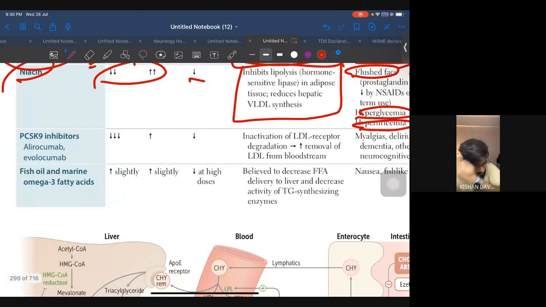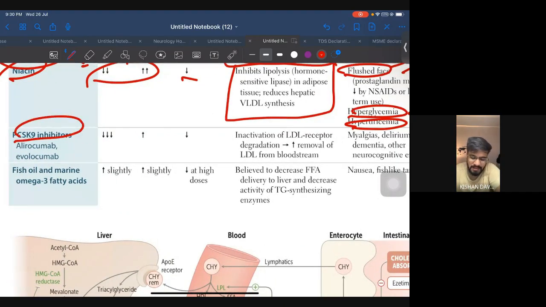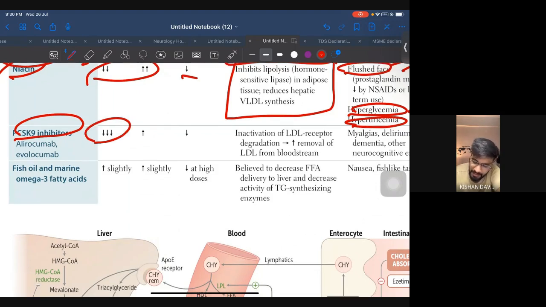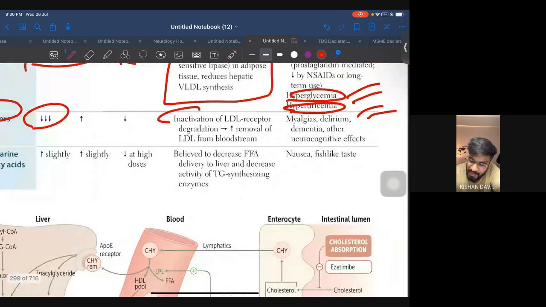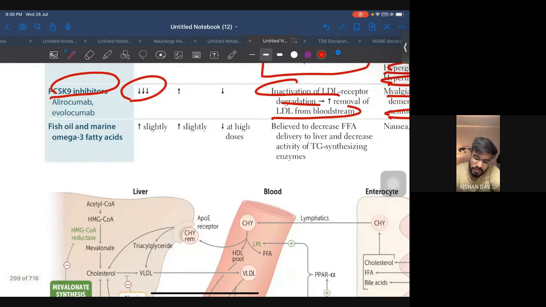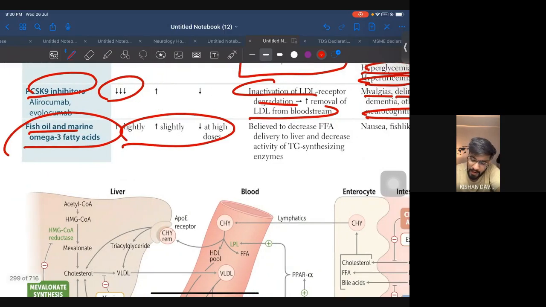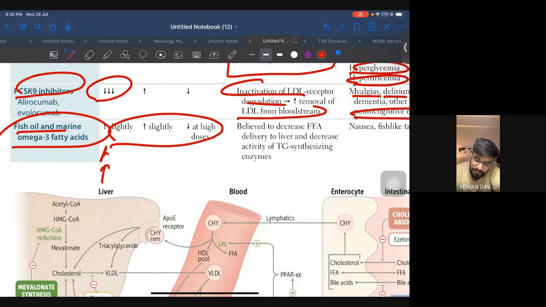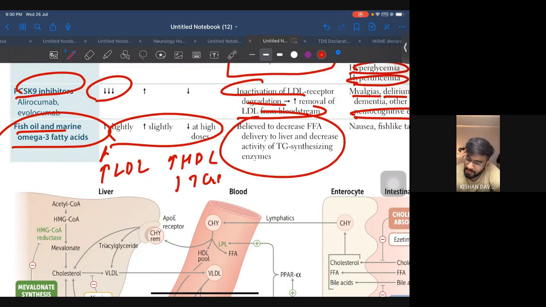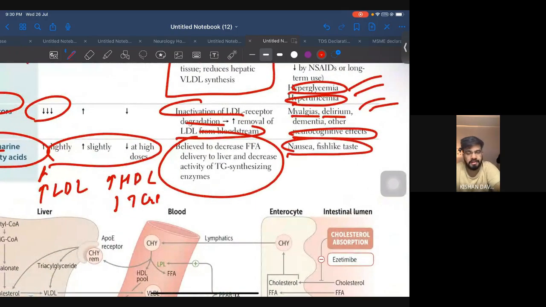Okay, they have never asked this PCSK inhibitor. UWorld में एक दो सवाल है, NBME में एक भी नहीं है. So let's just see. Again, decrease in LDL, inactivation of LDL receptor degradation, and myalgia, delirium, neurocognitive defect. Fish oil and marine omega 3 fatty acid, ये देख लो. It increases HDL but decrease in triglyceride. तो ये mechanism. And nausea and fish like taste.